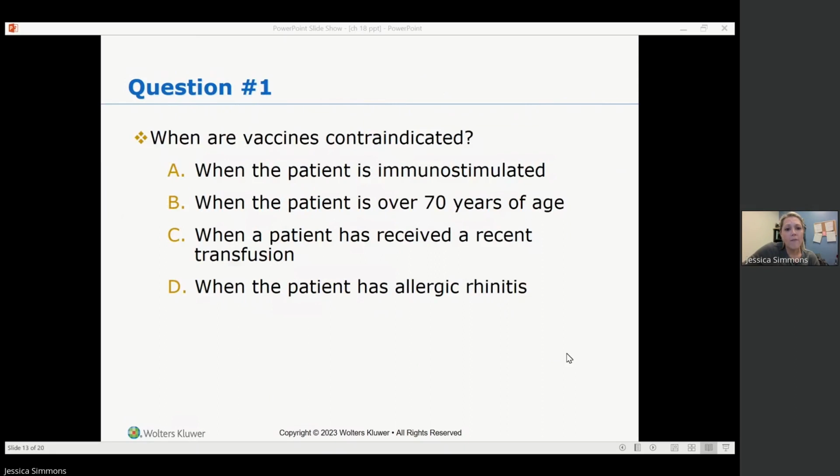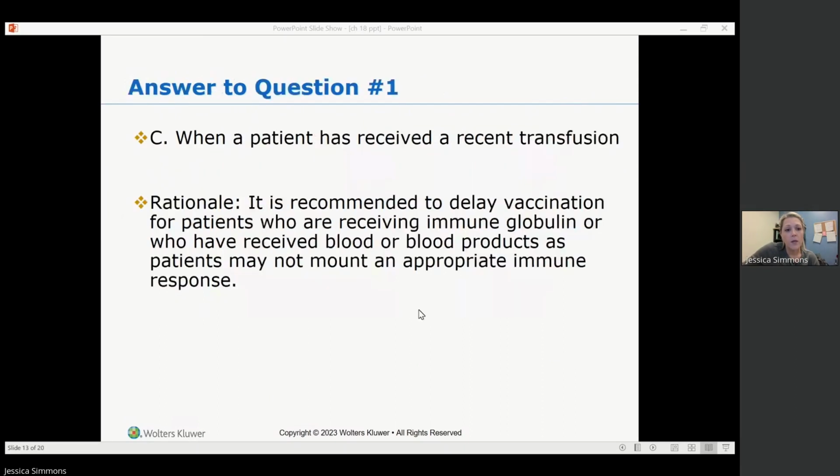So when are vaccines contraindicated? The answer is when a patient has received a recent transfusion. It is recommended to delay vaccination for patients who are receiving immune globulin or have received blood or blood products, as patients may not mount an appropriate immune response.